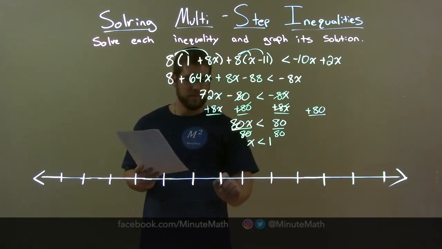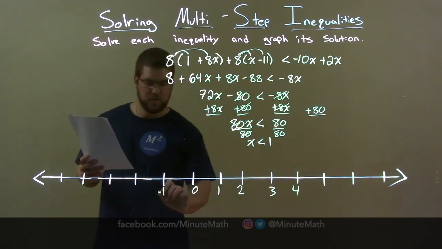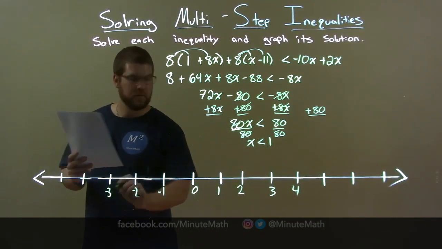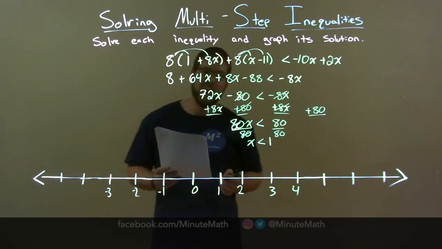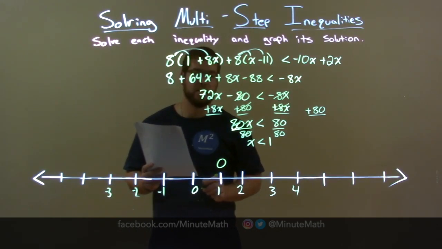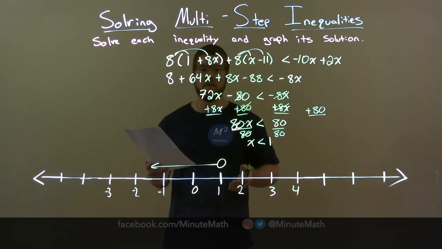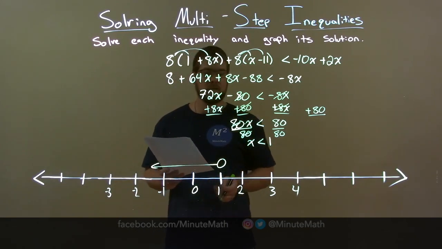So let's graph. We have 0, 1, 2, 3, 4, negative 1, negative 2, negative 3. X is not equal to 1, so that means we have an open circle right there. X is less than 1, so the arrow goes to the left, and there we have it. Our graph matches our final answer of x is less than 1.